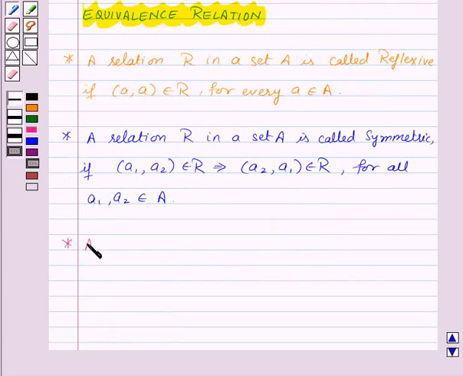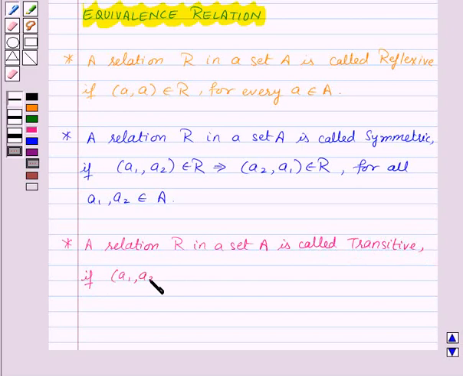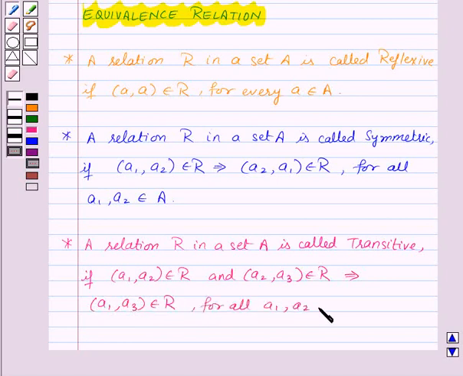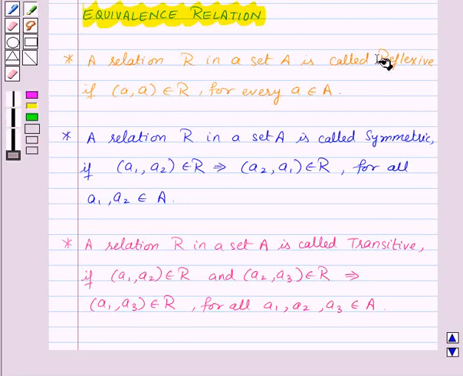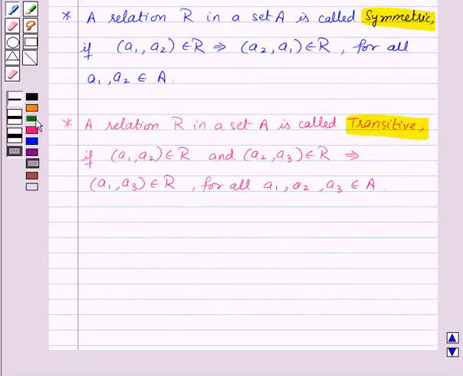And lastly, a relation R in a set A is called transitive if the ordered pair (a1, a2) belonging to R and the ordered pair (a2, a3) belonging to R implies that the ordered pair (a1, a3) belongs to R, for all a1, a2, a3 belonging to set A. So now we have learnt what are reflexive, symmetric and transitive relations. Now let's define equivalence relation.